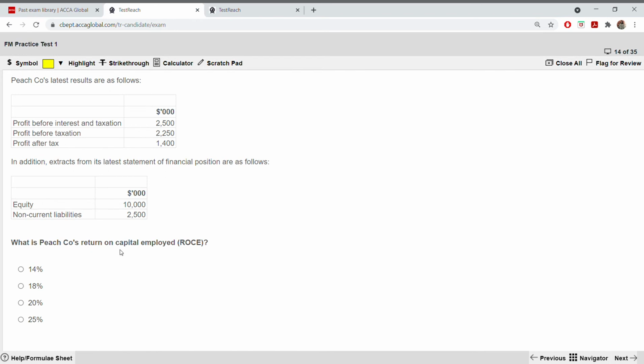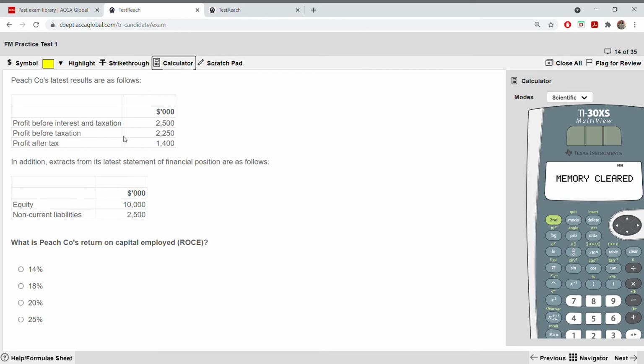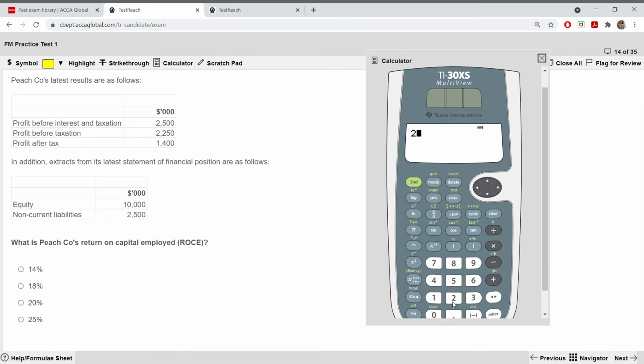Return on capital employed. You have to know the formula: operating profit divided by debt plus equity. Open the calculator. Operating profit is profit before interest and tax, which is 2,500. So 2,500 divided by debt plus equity. Add equity and non-current liabilities together. You don't have to see individual figures. Sometimes use your mind.